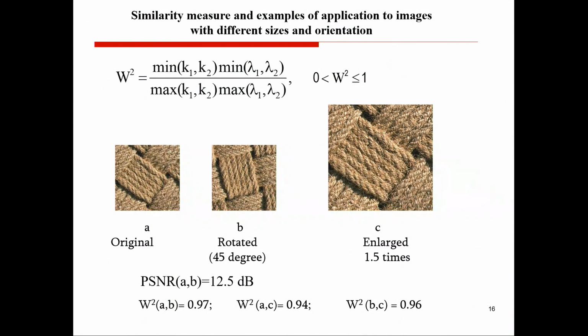Далее предлагается формула W квадрат. Она зависит от параметров k и лямбда обеих изображений, близость которых оценивается. Здесь мы принимаем утверждение, что если изображения близки, то близки и градиентные поля. Следовательно, и распределение, которое описывает эти градиентные поля, и близки значения этих параметров.